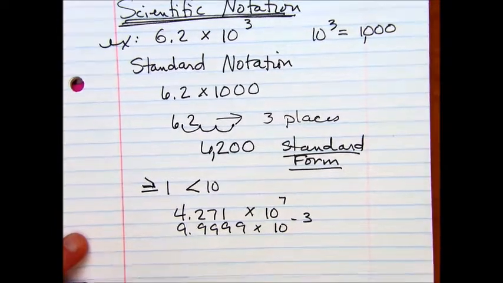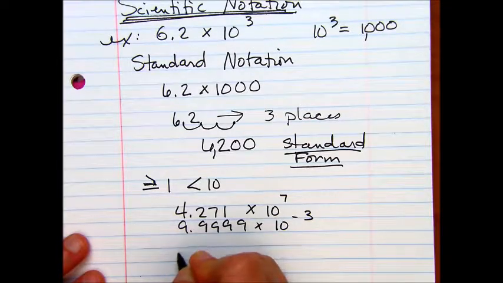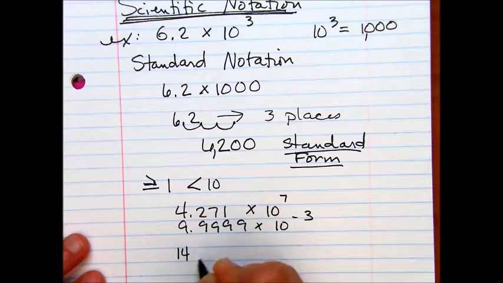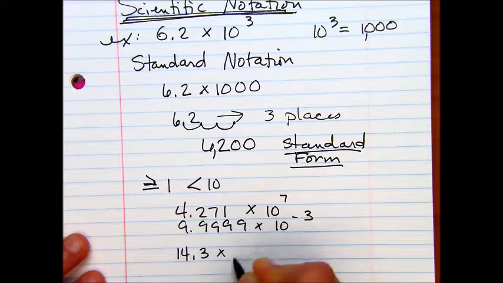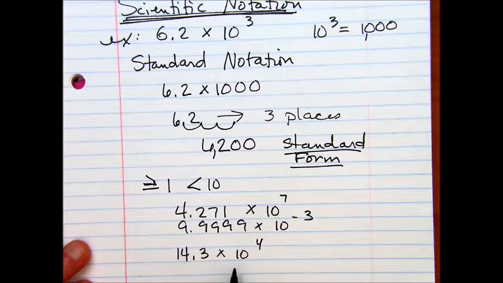But we cannot have, say, 14.3 times 10 to the 4th. This would not be proper scientific notation, because this part here is more than 10. I hope that makes sense. I hope I'm not making it more confusing.